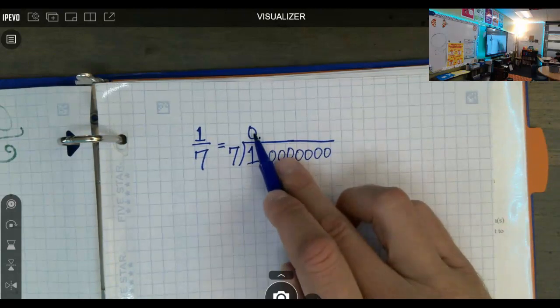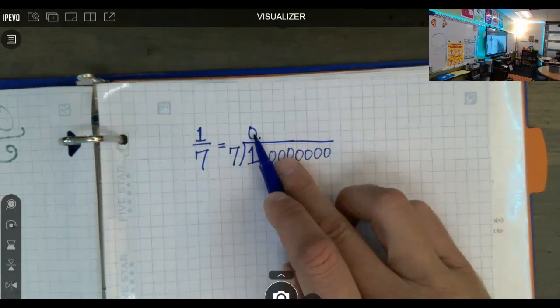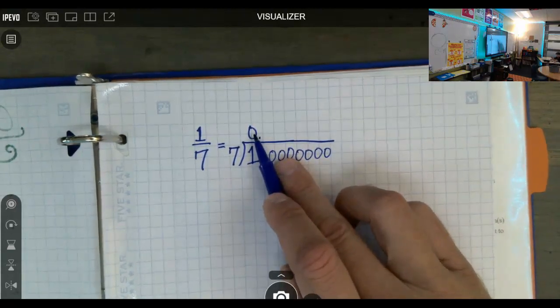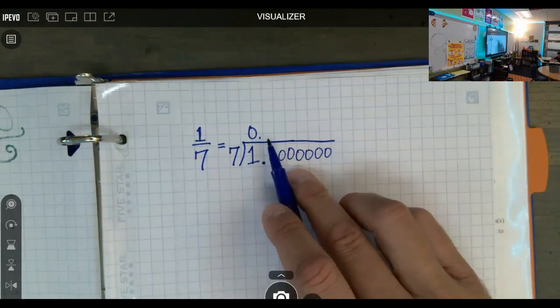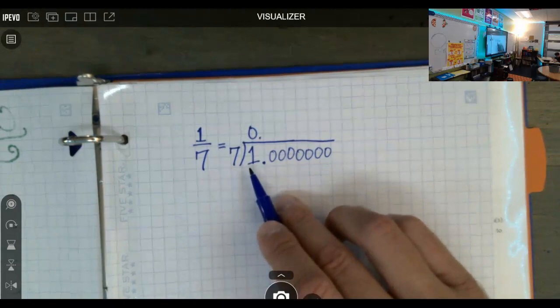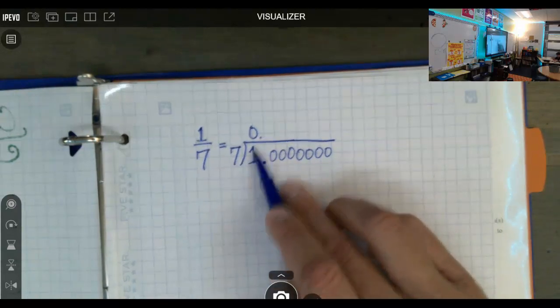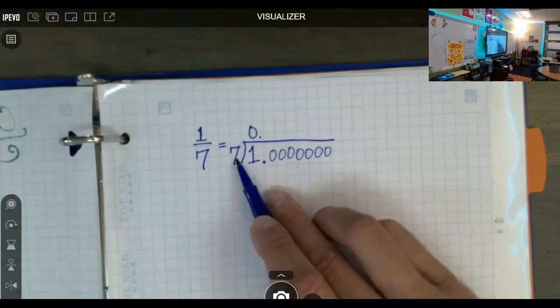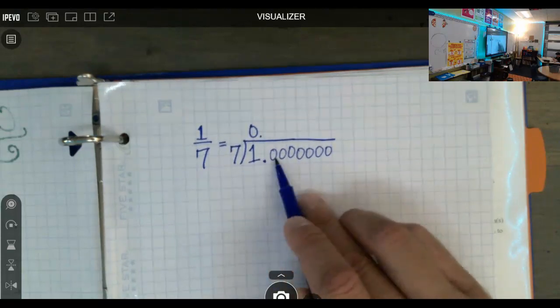Arfon, what do I do next? If I got a 0 here, it's okay if you don't remember. This is why we're doing this together. Do you need to pass? Bethany, what do I do next? We said 7 can't go into 1, so we put a 0 up here. Now we look at 10.